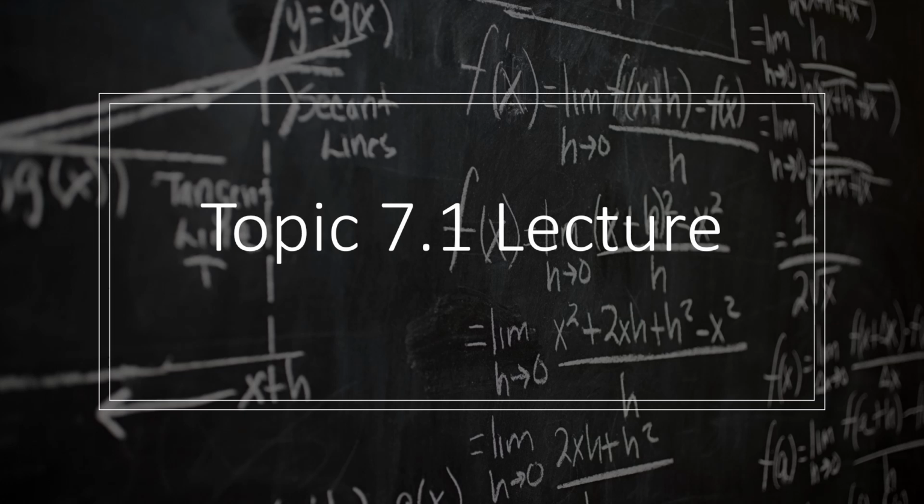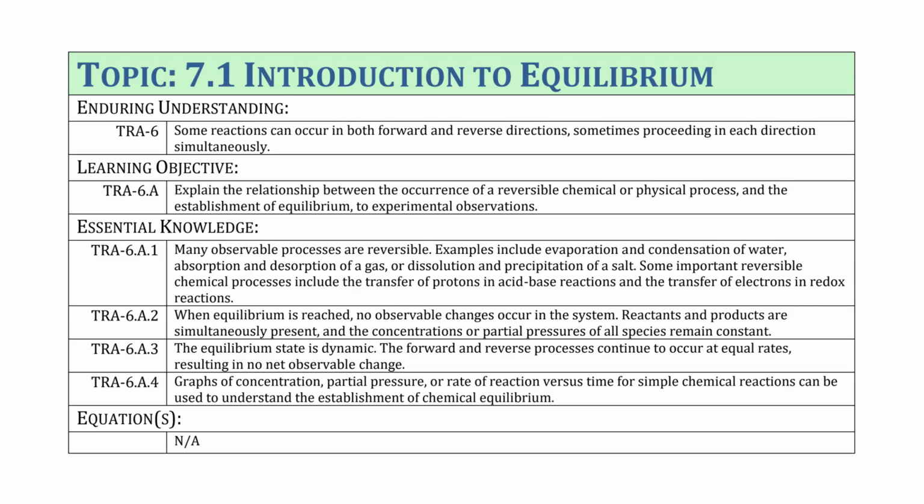Morning. This is topic 7.1, Introduction to Equilibrium. So the main objective today is to be able to explain the relationship between the occurrence of a reversible chemical or physical process and the establishment of equilibrium to experimental observations. With this particular unit, it's all about equilibrium. Just so you know, there are 14 topics in this unit, so be mindful of that.